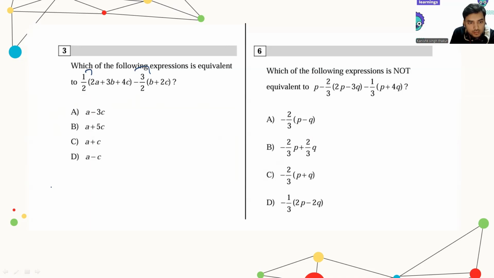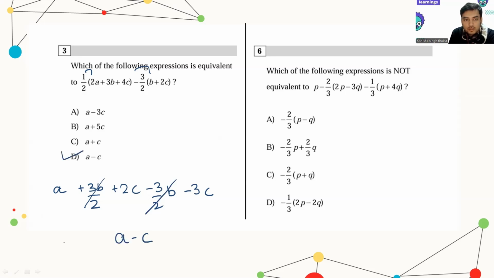Okay, so I can write this thing as half times 2a will give me a. Half times 3b will give me 3b over 2. Half times 4c will give me 2c. Minus 3 by 2b minus 3c. I hope you guys don't have doubt. Plus 3 by 2b minus 3 by 2b gets cancelled and the answer would be a minus c.